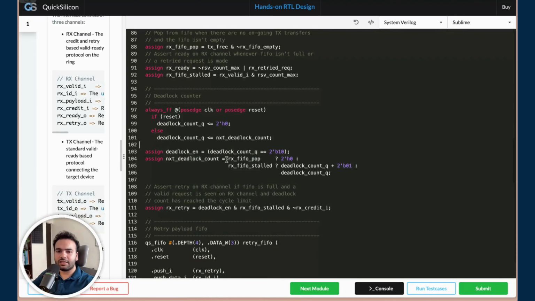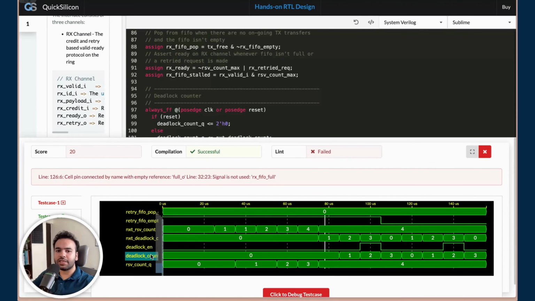So if you take a look at that, there is one condition here in the RTL which specifies that whenever RX-FIFO pop happens, then the next value of the counter should be 0. If the RX-FIFO is stalled, then we should add 1 to the counter. Otherwise, we should keep the same value. And in the waveforms, we saw that the RX-FIFO stalled signal is always 1, which is why the counter was getting incremented right on this cycle.